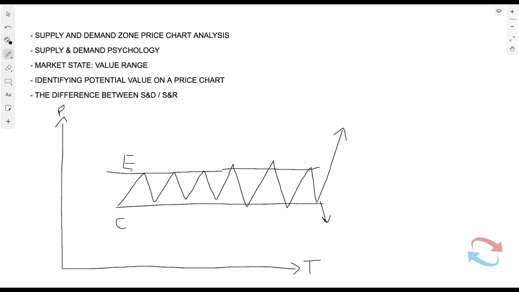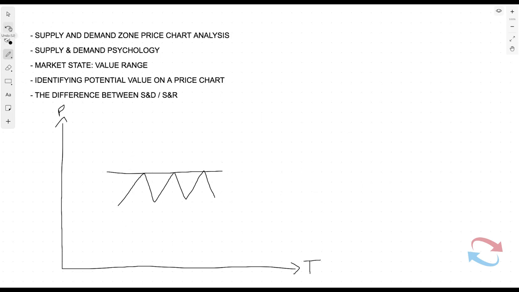Let's go back a bit. We know this would be the range that I'm looking for. This is going to be a higher high, and this is a higher low. Now this is my potential range.